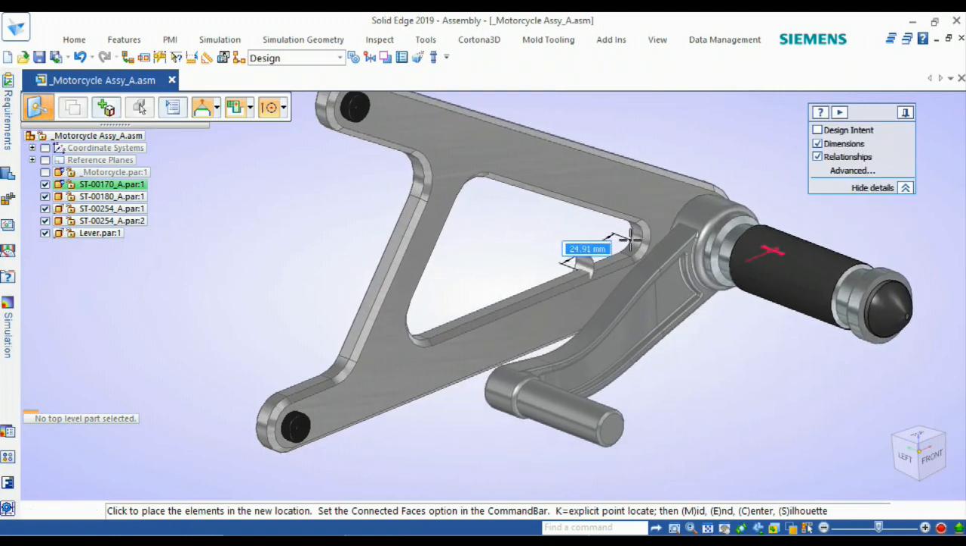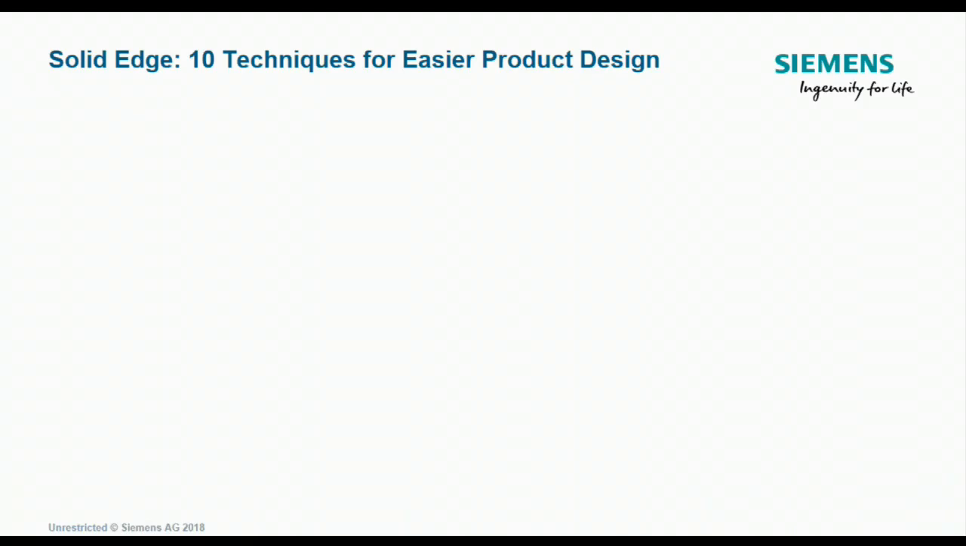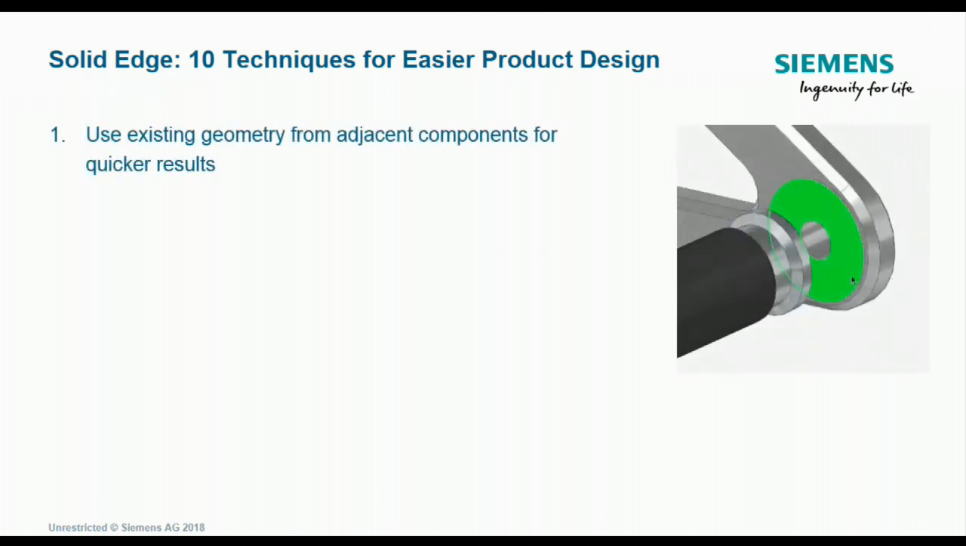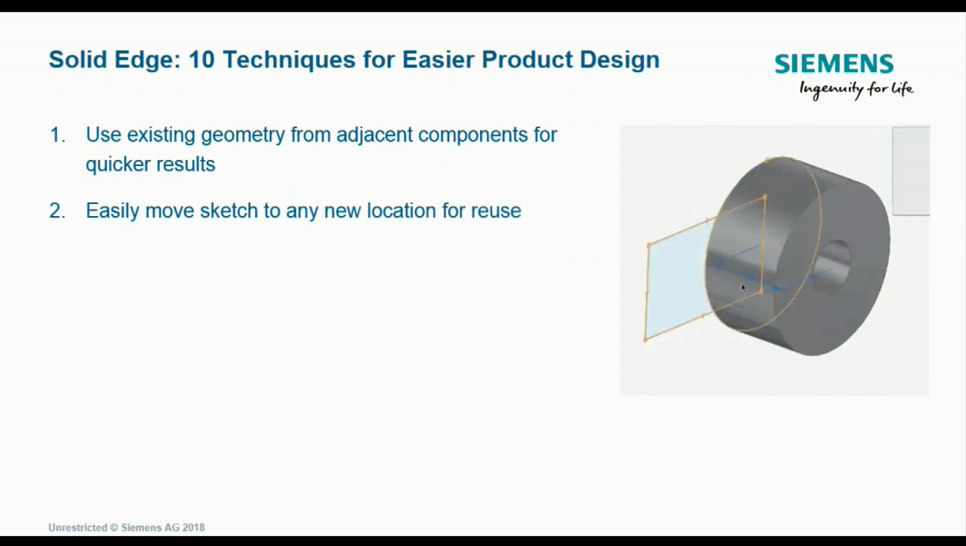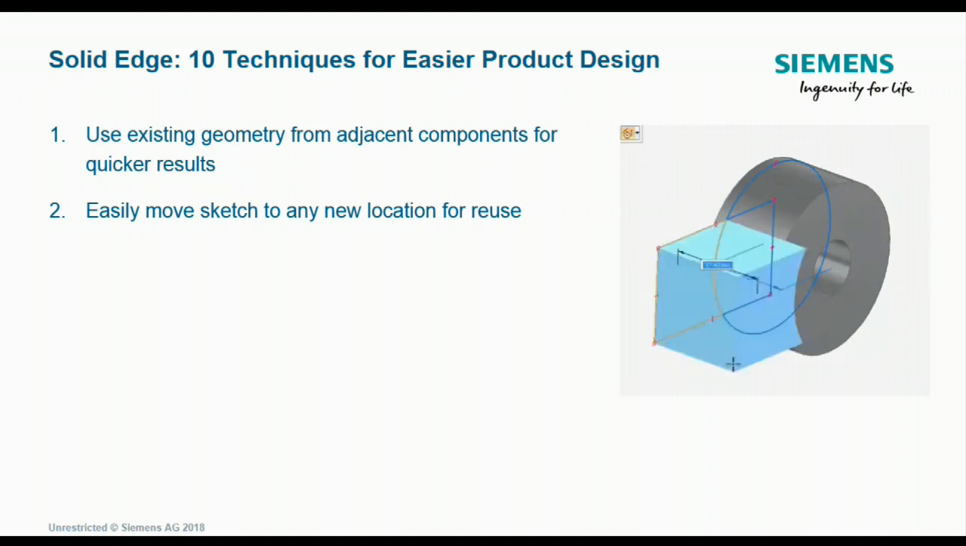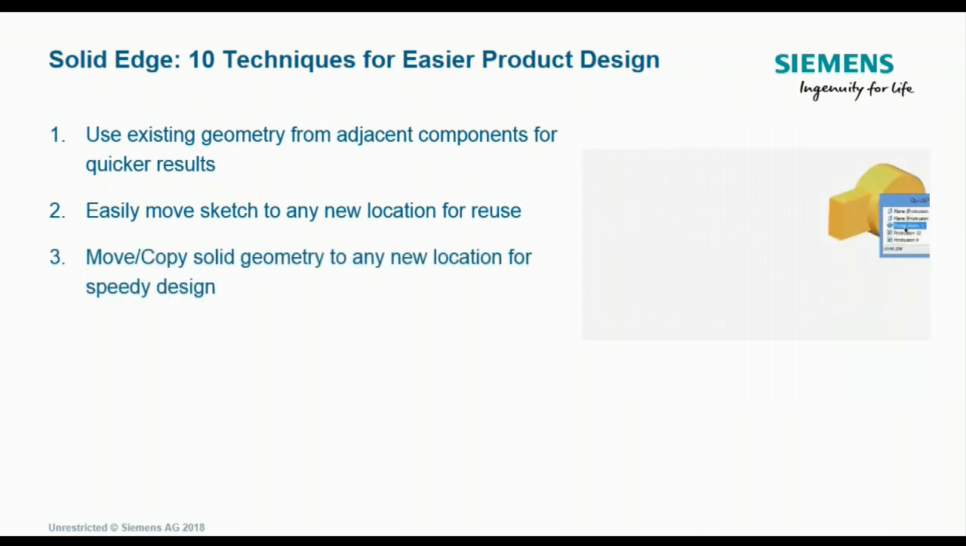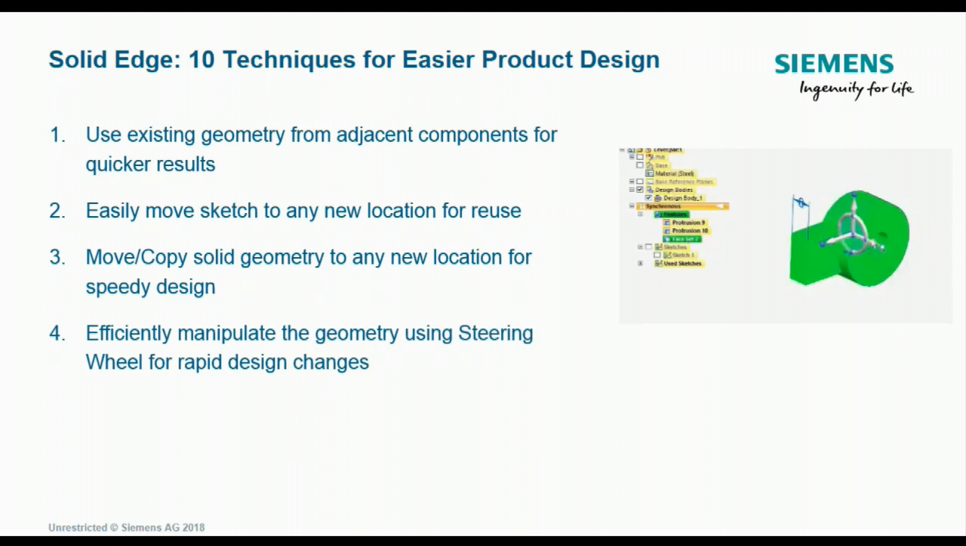So let's go back to PowerPoint. Let's summarize the techniques that we have covered while working in Solid Edge. Solid Edge allows for reuse of existing geometry from neighboring components, accelerating design right from the start. Easily move a sketch to a new location and reuse it for developing the same 3D geometry again. Move or copy solid geometry to any new location to accelerate your design. Efficiently manipulate the geometry using the steering wheel for rapid design changes.